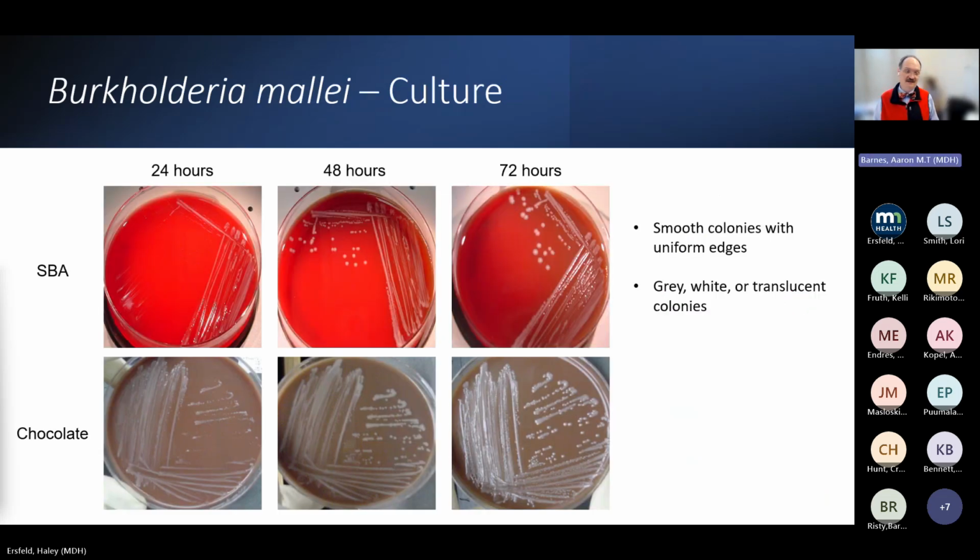So mallei doesn't look like much on the plate. It's kind of boring. Looks like every other gram-negative rod you're going to find. Grows on sheep's blood and chocolate, and the colonies are relatively smooth. They're relatively translucent, but otherwise they're kind of boring. Not a whole lot to go with here. Next slide.